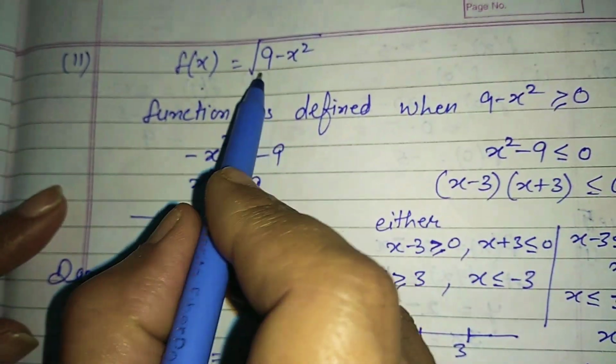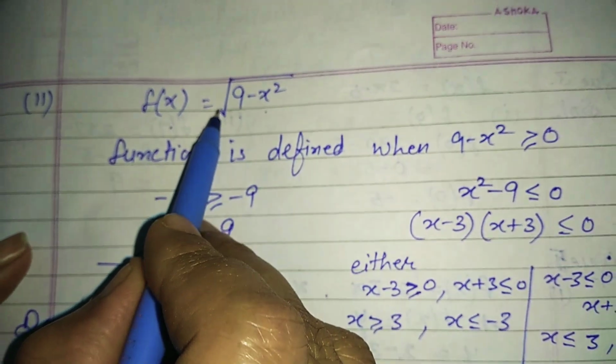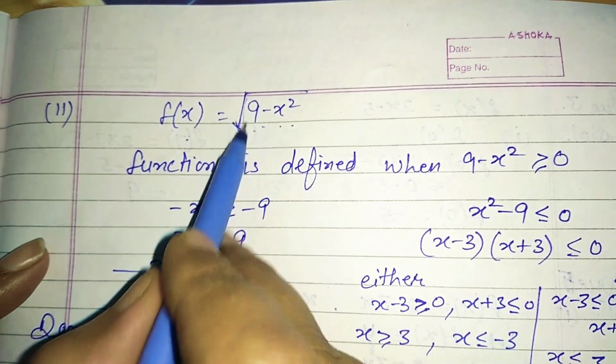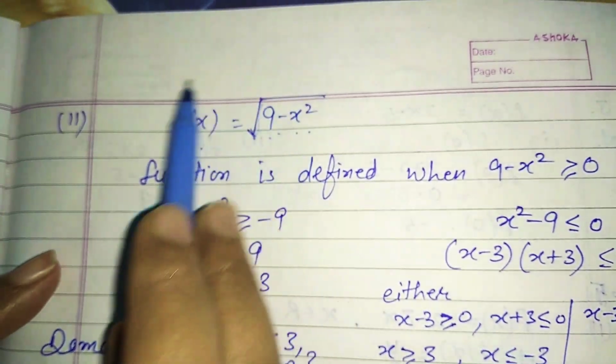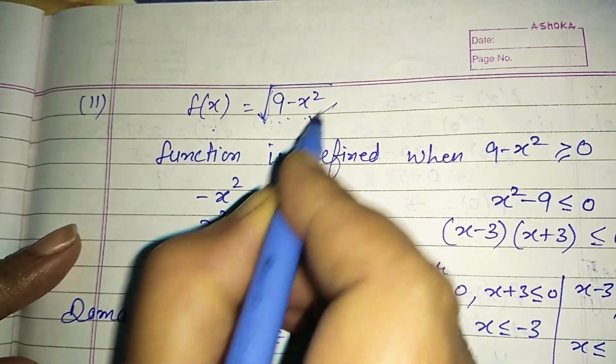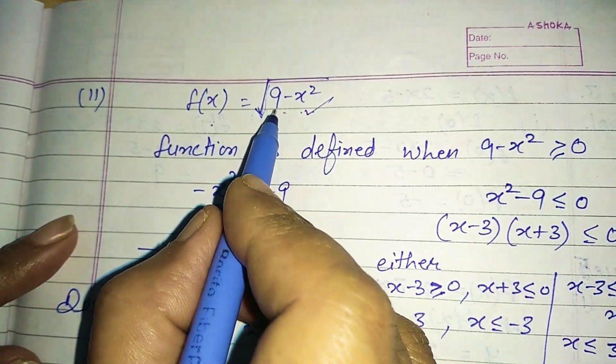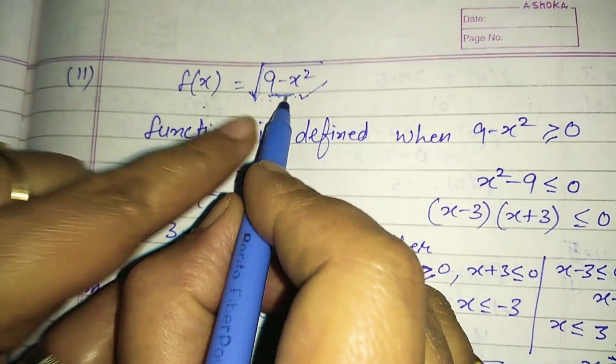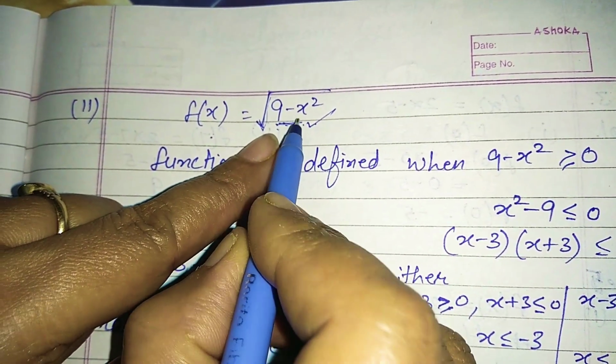Now come to the second part of this. The function is given as the square root of 9 minus x square. Then we have to find the domain of this function. For finding the domain of a square root function, firstly look at this: the expression inside should be greater than or equal to 0.